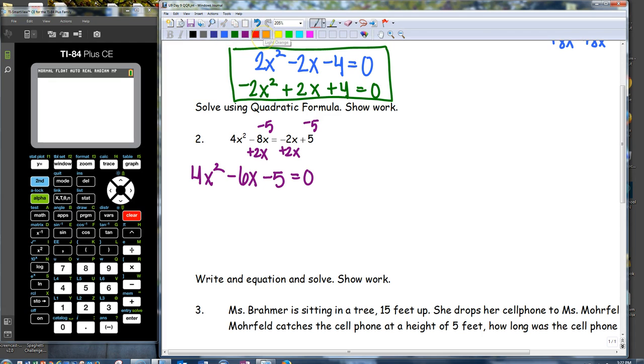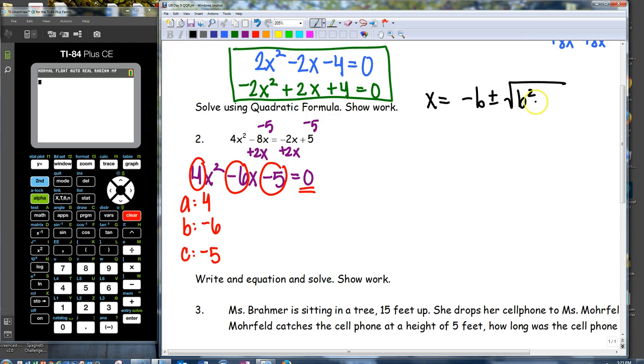Next, I need to identify my A's, B's, and C's. A will be 4. Remember, it's always the number in front of x squared. B is negative 6, always the number with x. C is negative 5, your number at the end. Remember, you can't identify A, B, and C until you have an equals 0. All right? So make sure you move everything over first. Let me write our quadratic formula up at the top. This will be given to you on your quiz, so no worries memorizing it.